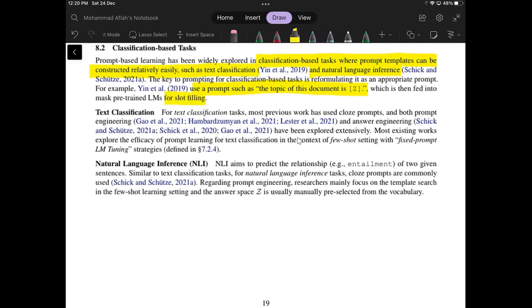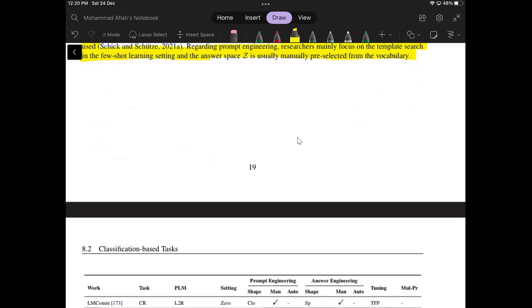For text classification, most previous work has used closed prompts, and both prompt engineering and answer engineering have been explored extensively. Most existing works explore the efficacy of prompt learning for text classification in the context of few shot and fixed prompt language model tuning. Then you have natural language inference. It aims to predict the relationship, like entailment, of two given sentences. Similar to text classification, for NLI tasks, closed prompts are commonly used. Regarding prompt engineering, researchers mainly focus on the template search in the few shot learning setting, and the answer space is manually pre-selected from the vocabulary.